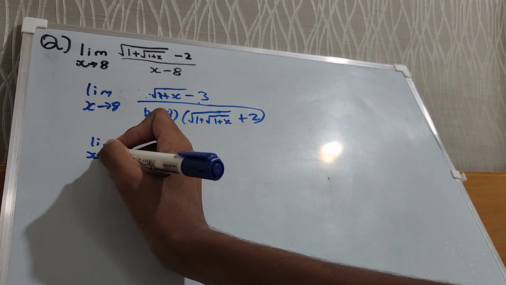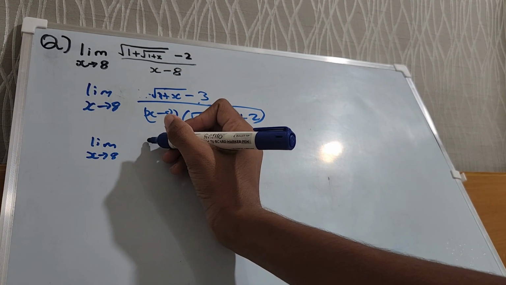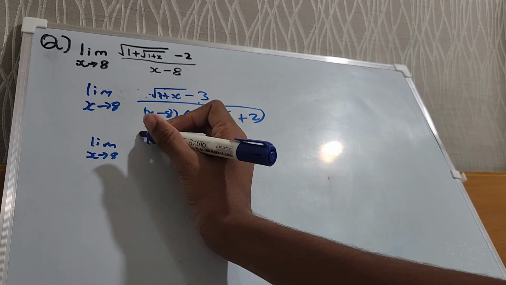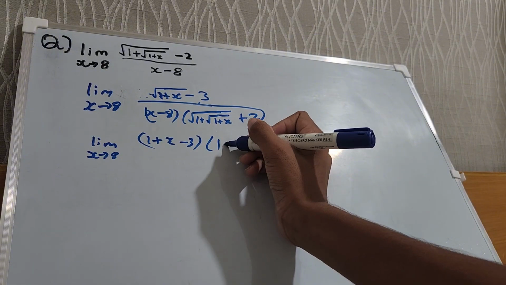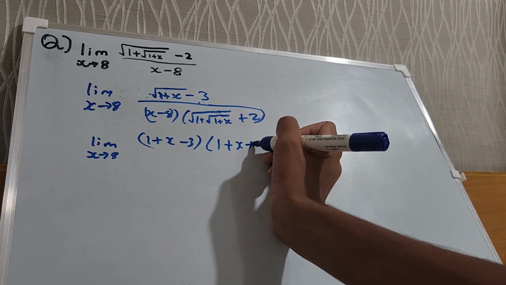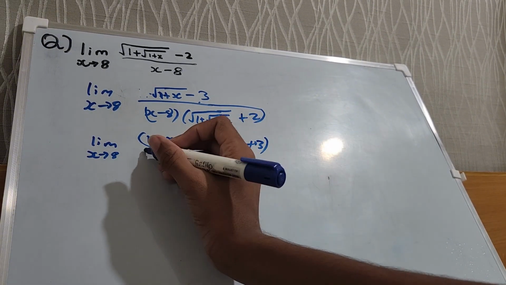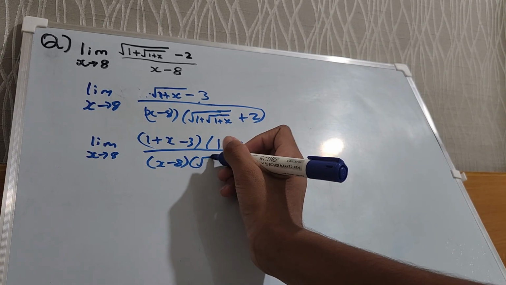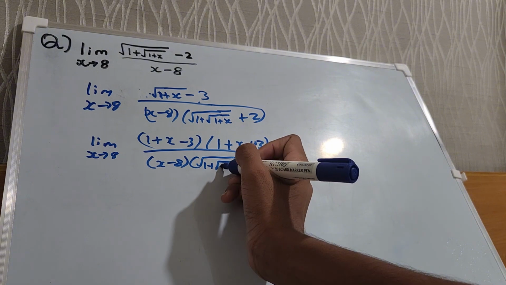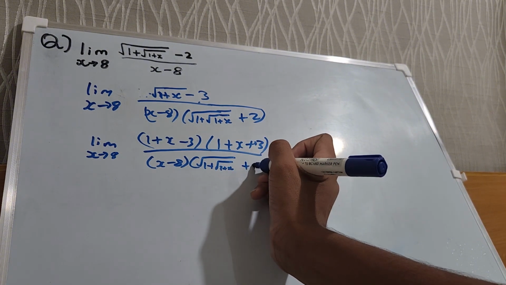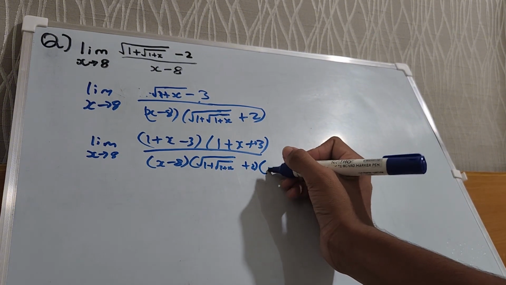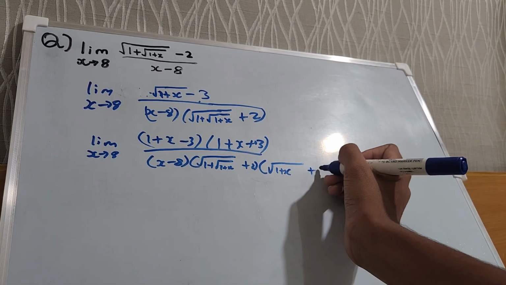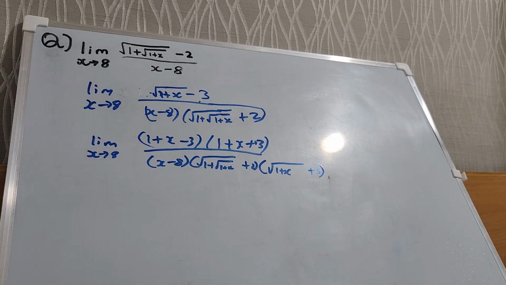Limit x tends to 8, 1 plus x minus 3 into 1 plus x plus 3 by minus 8 root over 1 plus root over 1 plus x plus 2 into root over 1 plus x plus 3. So we rationalized it again.